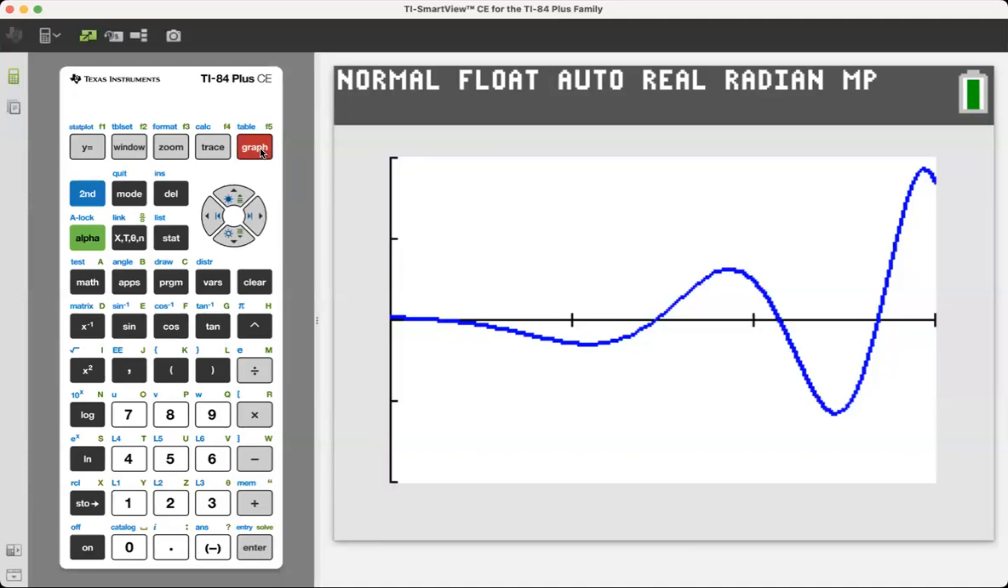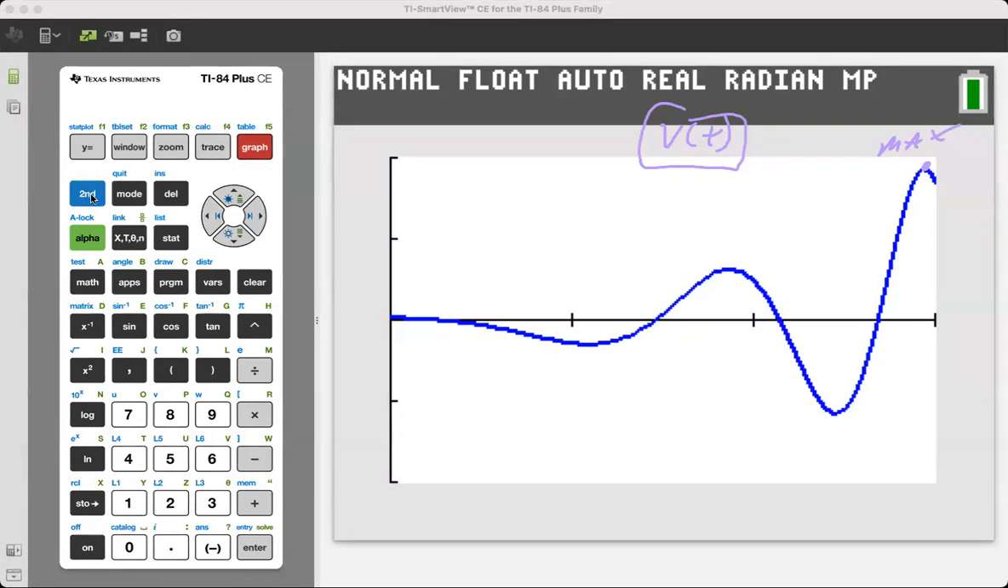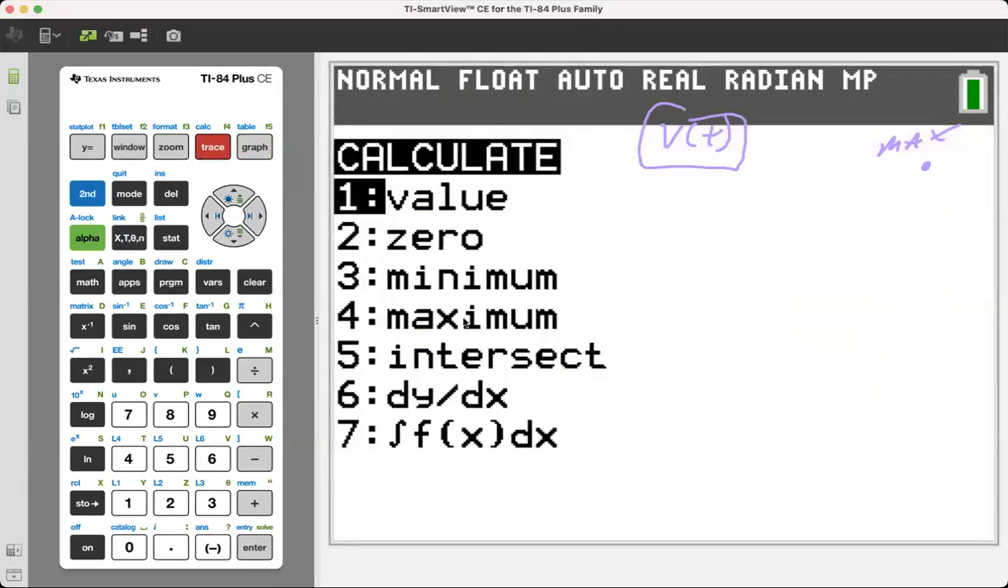Part H, when does the particle reach maximum velocity? Well, the maximum velocity could be an endpoint, but it's not, because the highest position of this velocity function, remember, we're literally looking at V of t, is right here. So I need to find the x coordinate right there to find when the velocity is at its absolute maximum. So to do that, we need the maximum finder. The maximum finder, again, is in the calculate menu. That would be second trace, maximum, which is option 4 for me.